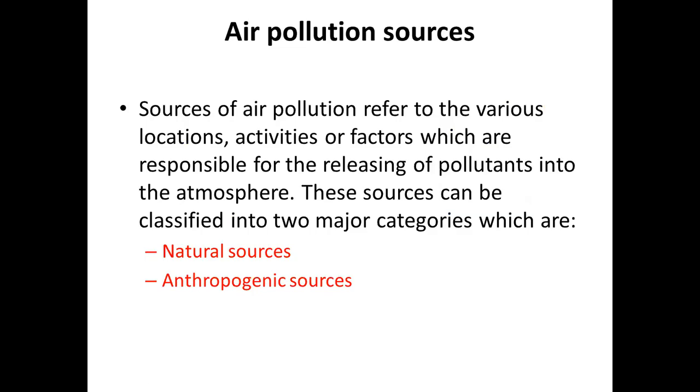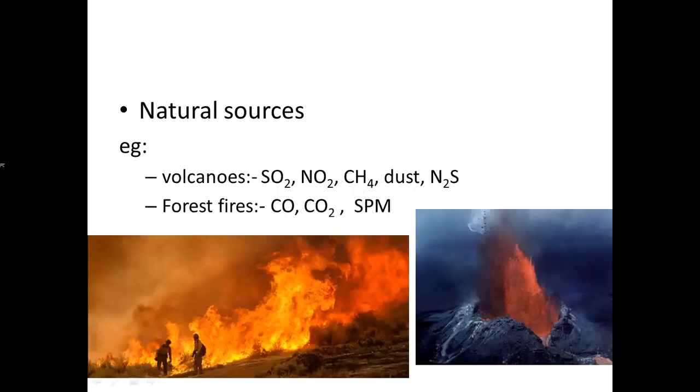Then let's see the air pollution sources. We can categorize sources of air pollution into natural sources and anthropogenic sources. Natural sources are volcanoes and forest fires. From natural sources, SOx, NOx, methane, dust, and nitrogen sulfide-like gases are emitted. Even CO, CO2 and suspended particulate matter can be emitted from volcanoes and also from forest fires.